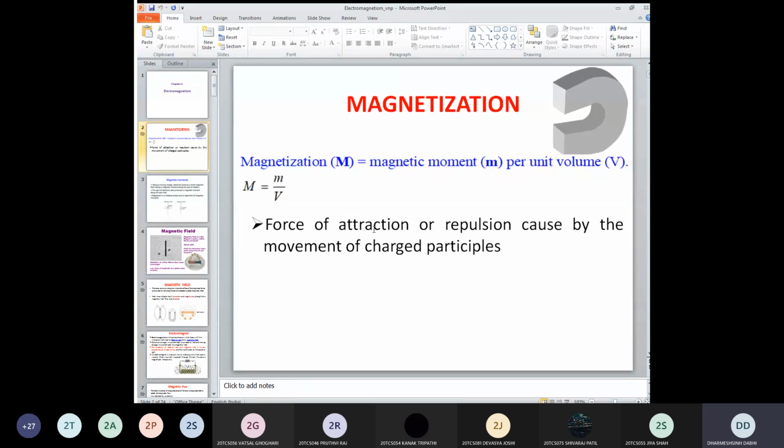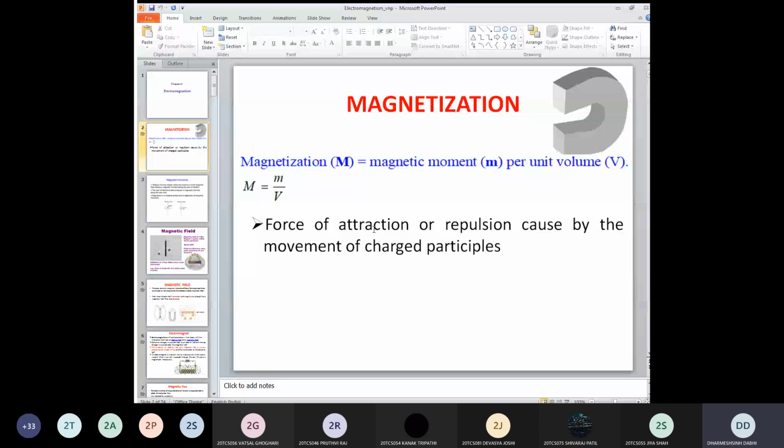First, we understand the term called magnetization. So what is magnetization? The proper definition of magnetization is magnetic moment per unit volume. Force of attraction and repulsion happens in magnetization because of the movement of the charged particles.